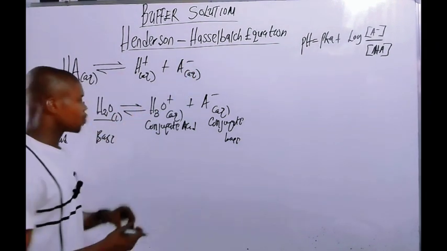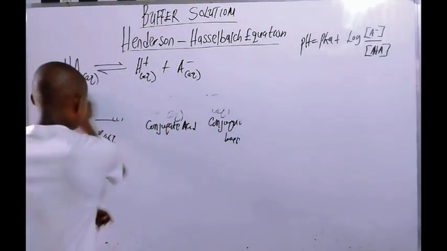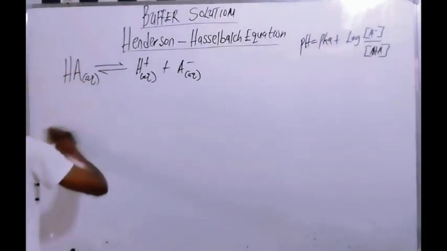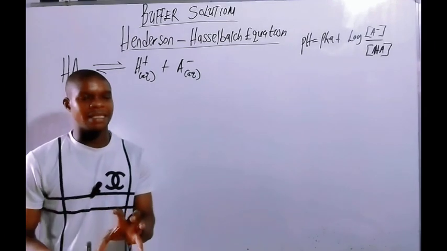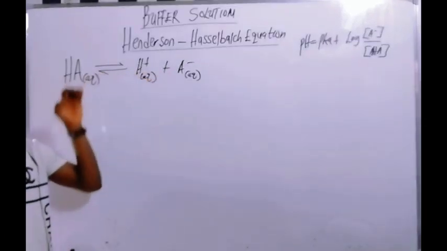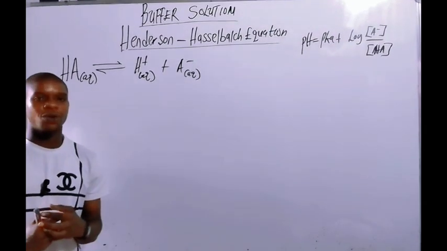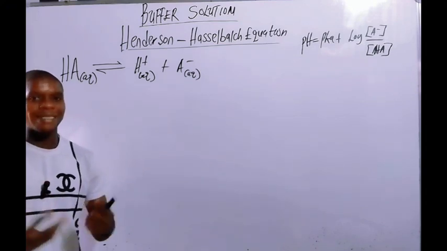So we have to use this equation here. The first step to derive the Henderson-Hasselbalch equation is to write the acid equation, which is this here. The next step is to write the ionization equation using the law of mass action.